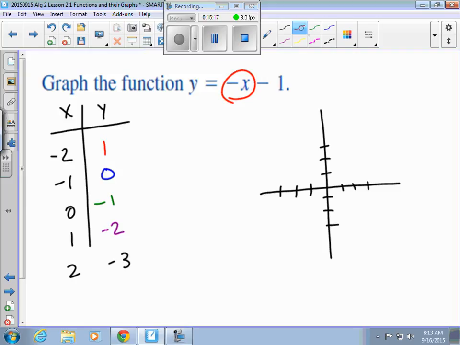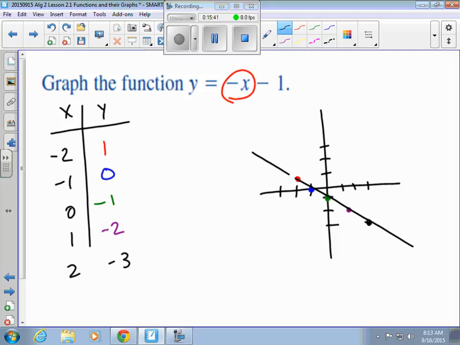And if we graph it, negative 2, 1 will be here. Negative 1, 0 will be there. 0, negative 1 will be there. 1, negative 2 will be there. And then 2, negative 3 will be there. And the only reason mine isn't perfectly in a straight line is just because there's a little variance on how much my lines are spaced apart and stuff like that.